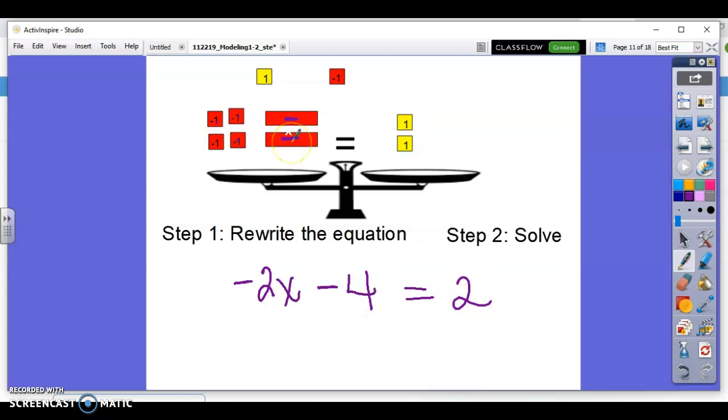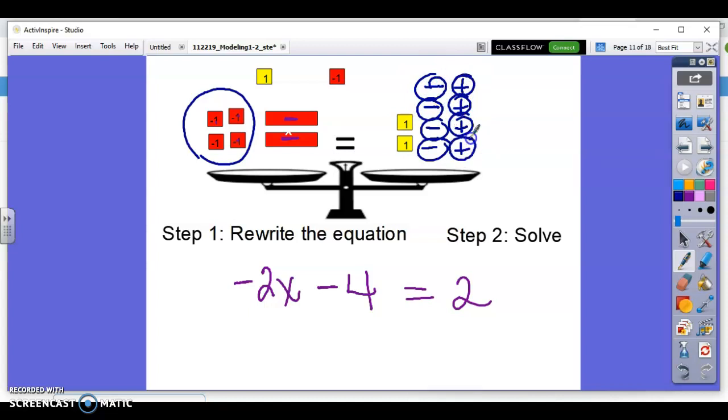So in order to get the x's by themselves, I have to get rid of these 4 negatives. But do I have 4 negatives to get rid of on this side? I don't. But what I can do is, in order to get 4 negatives, I have to add 4 positives along with it. So in this case, if those 4 negatives are gone, I'm going to get rid of 1, 2, 3, 4. And now I have negative 2, so I have 2 negative x's. And that's equal to 1, 2, 3, 4, 5, 6.